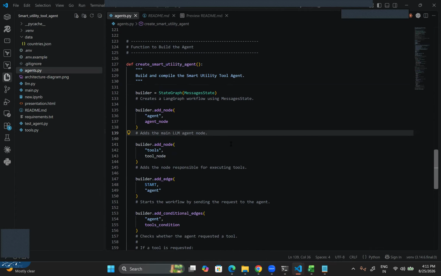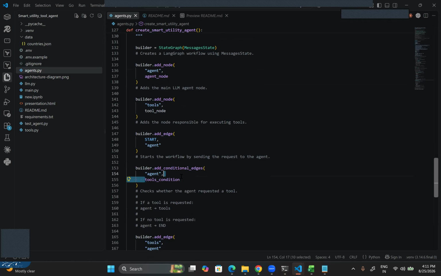Now, the whole thing is only two nodes, the agent node and the tools node. As I said, tools_condition. This tools_condition is a pre-built LangGraph function. It just checks whether the last AI message contains a tool call. If it contains a tool call, we go to the tools. If not, we go straight to the end, as it was given in the architectural diagram.